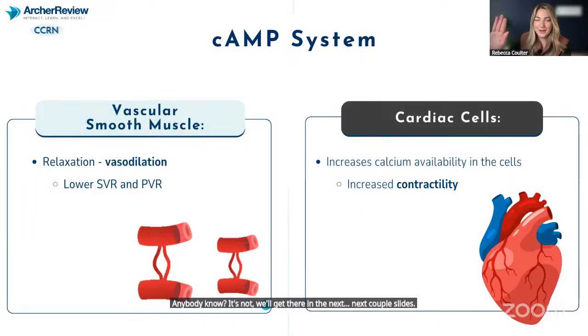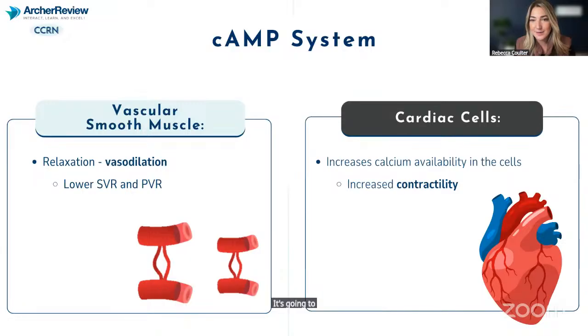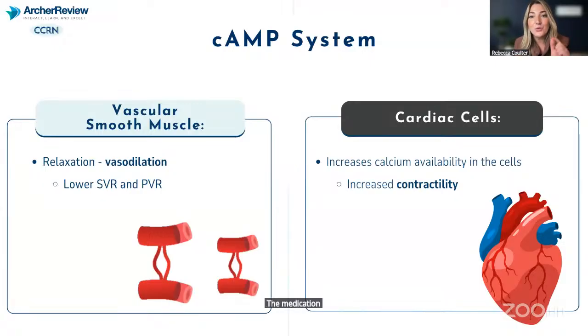Anybody know? If not, we'll get there in the next couple slides. All right, I'm going to keep it for anticipation. We'll get there in a second. So the cAMP system is going to do a couple things to help that heart out. It's going to cause vasodilation. It's going to lower our systemic vascular resistance. It's also going to lower our pulmonary vascular resistance. The medication I'm thinking of really does a good job at lowering that pulmonary vascular resistance.